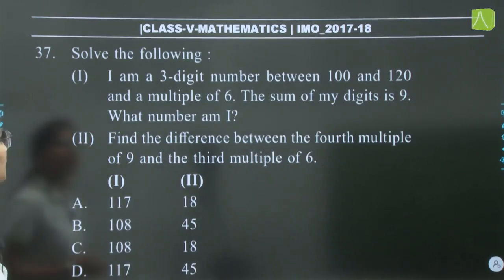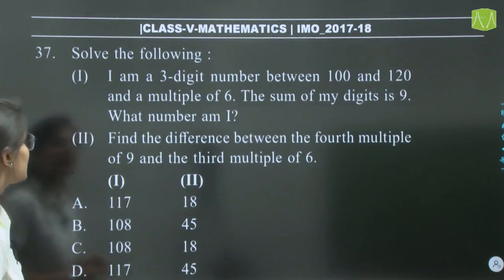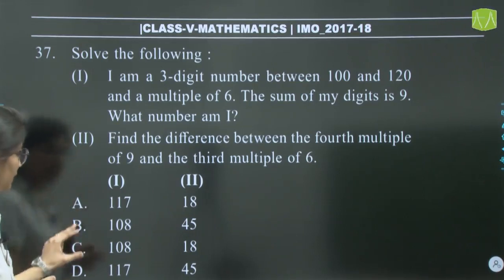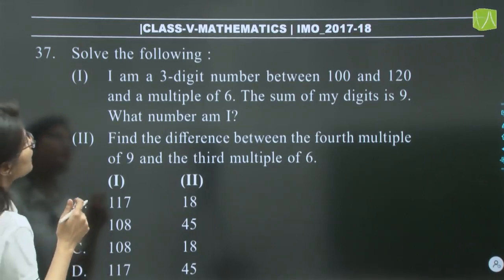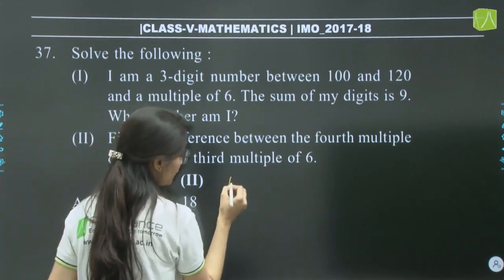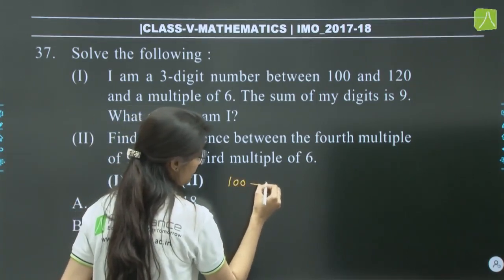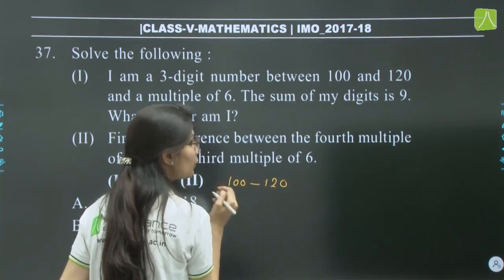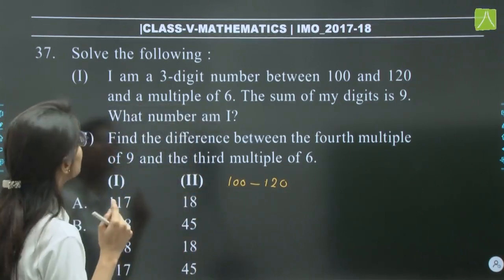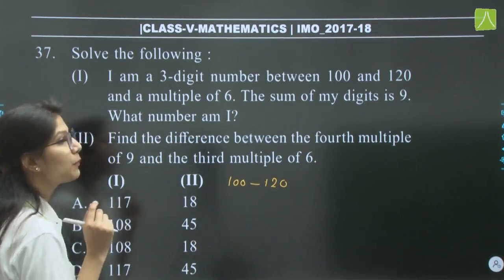Solve the following. I am a 3-digit number between 100 and 120 and a multiple of 6. The sum of my digits is 9. What number am I? So here we have 2 questions and we have options also. So let's solve the first part. I am a 3-digit number between 100 to 120. So you are not going to include 100 and 120. Now the second line is that the number is a multiple of 6.